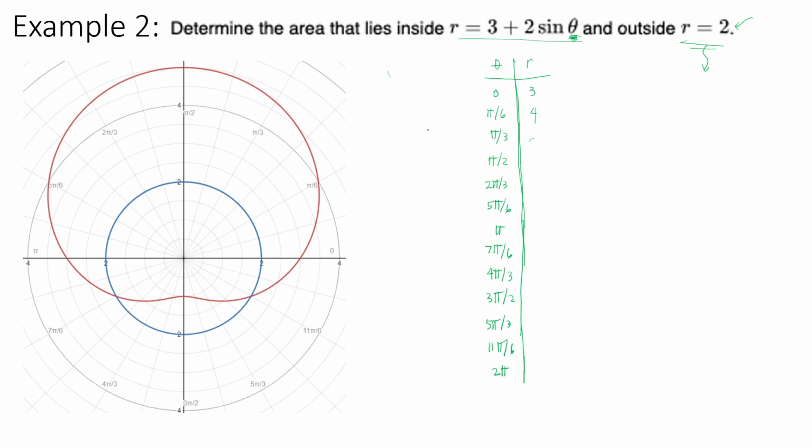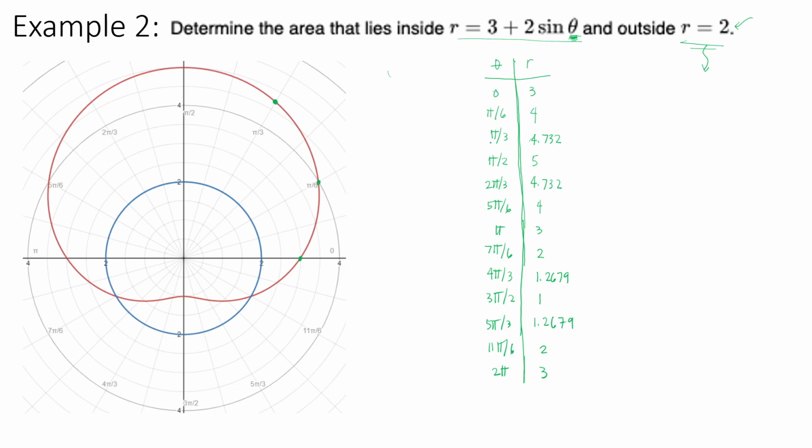So probably this is 3, 4. The next, I'm not sure. Let me verify the answer. So probably this one is 3, then 4, and the next would be this one, what is the value here? 4.732. Then 4, the same. Then for 4 pi over 3, what is it? 1.2679. And the other one is the same again.